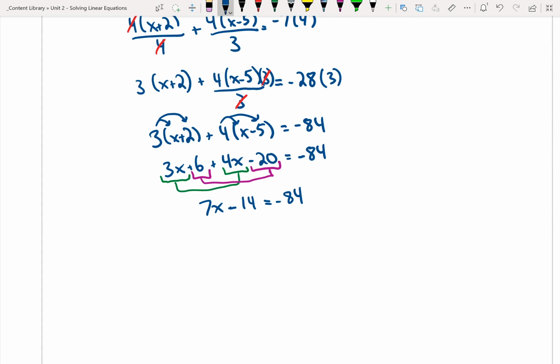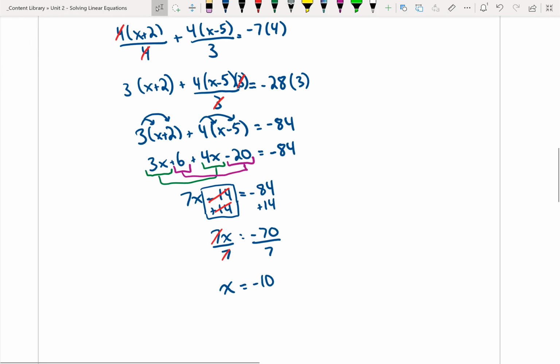And now this step is something that we've seen in the past that we should be comfortable dealing with. This is just a two-step equation. I want to get rid of the -14, so I have to add 14. And I'm going to add 14 to both sides. I'm left with 7x because the two 14's cancel out. 7x equals -70. I want to get rid of the 7 by dividing by 7. Do the same thing on both sides. One side will cancel out. And I'm left with x equals -10, which is my final answer.